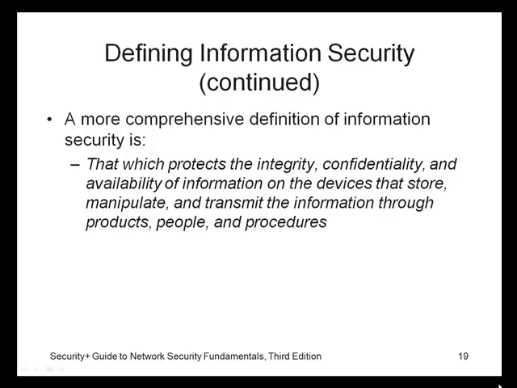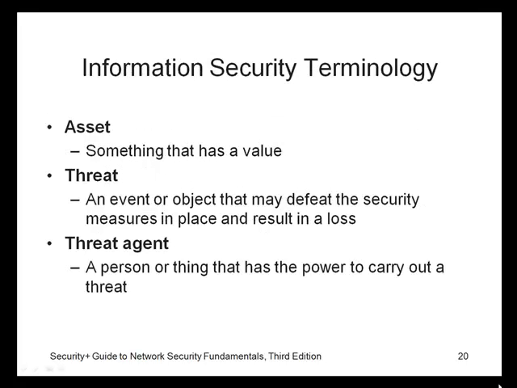So how are we going to do these things? And that goes back to the CIA. What are we going to do to protect the information? The information, some of the terminology, an asset, something that has value, a threat, as an event or object that may defeat the security, and the threat agent is a person that has the power to carry out these things. The asset, and I think in the old book they had something like the asset would be maybe your stereo.